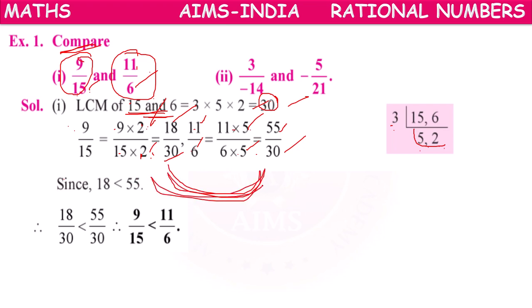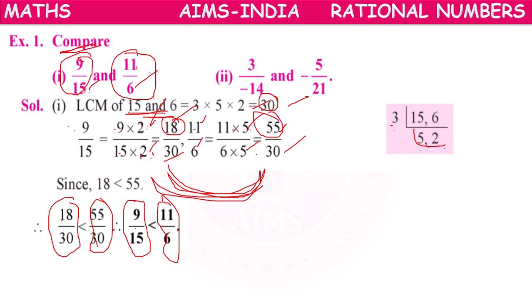If we compare both, the denominators are the same. But 18 is less than 55. So 18 by 30 is less than 55 by 30. 18 by 30 means 9 by 15, and 55 by 30 means 11 by 6. So 9 by 15 is less than 11 by 6.